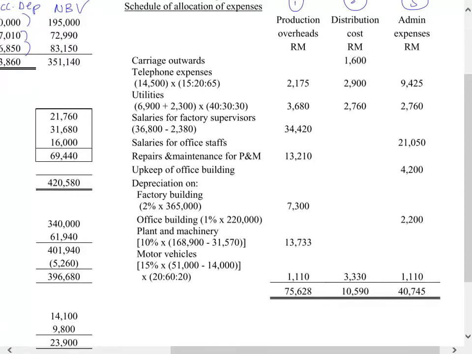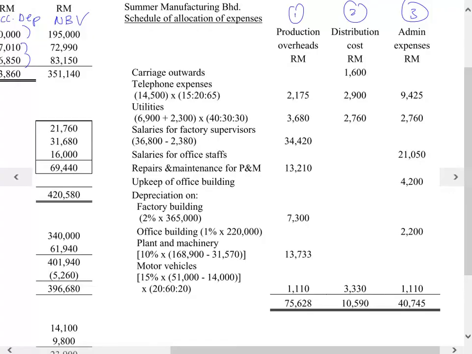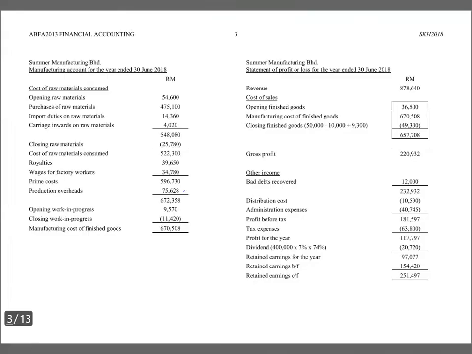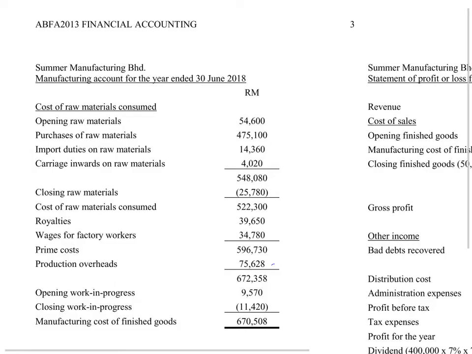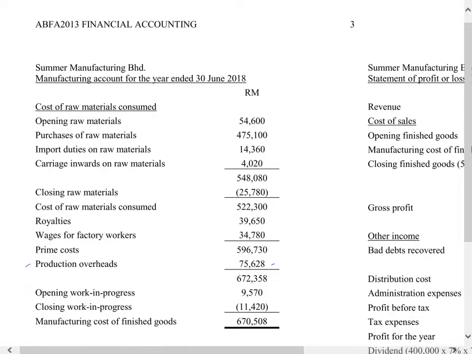So eventually, this is my total production overhead. Where will this go to? Manufacturing cost. This one goes to my SPL. You check for this answer. 75628 is the total production overhead. I got 1, 2, 3, 4, 5, 6, 7 items. 75628 there, with no manufacturing account. Production overhead, I'll just take the 75628. Don't show individually. We show in the working. Okay.